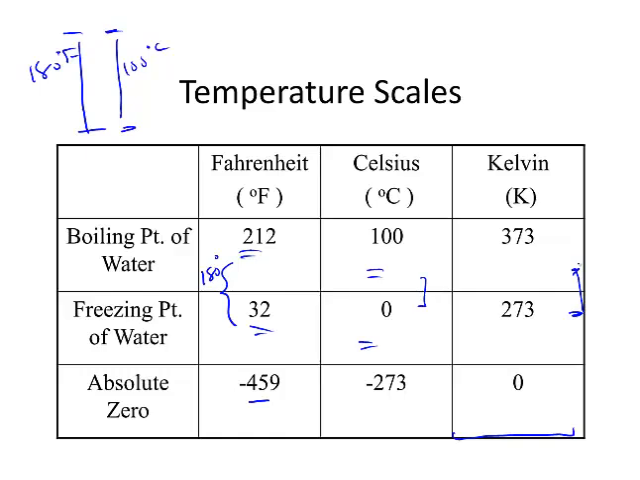Kelvin is particularly useful when we're working with gases, but most of the time we'll use Celsius. However, all three are in use. Kelvin most commonly in scientific circles, Fahrenheit and Celsius just in different parts of the world. So it's important to be able to calculate and interconvert between these.